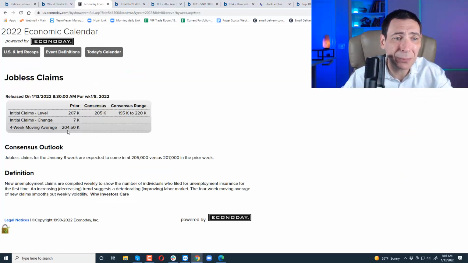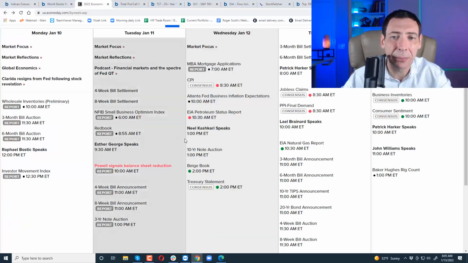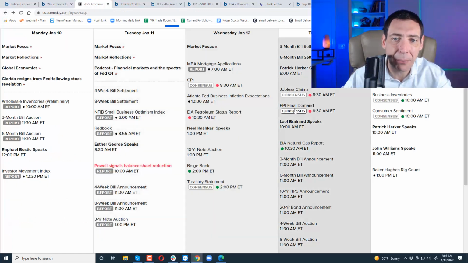Jobless claims have been about a 200,000 moving average. It's been roughly at this level for a long, long time. It's been going steadily down. If the number stays, or even goes a little higher, it'll be okay. The PPI is the big number we look for.